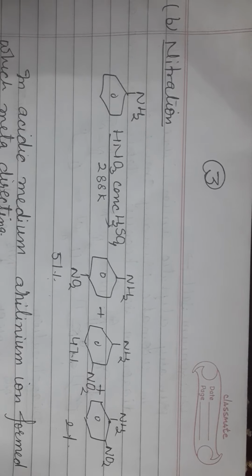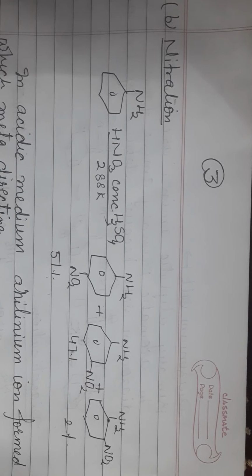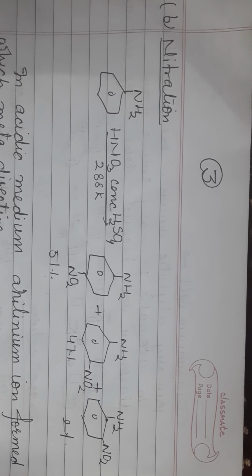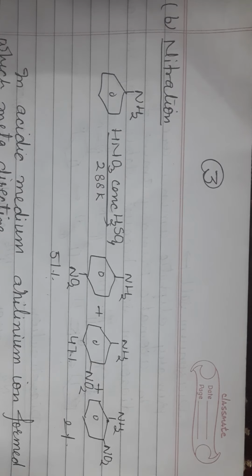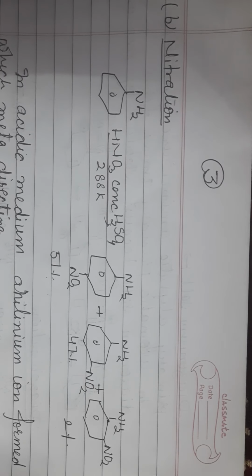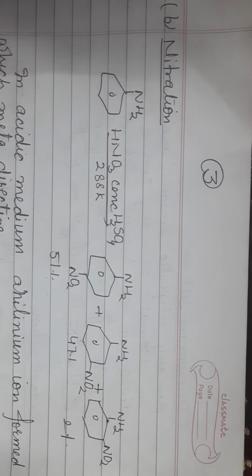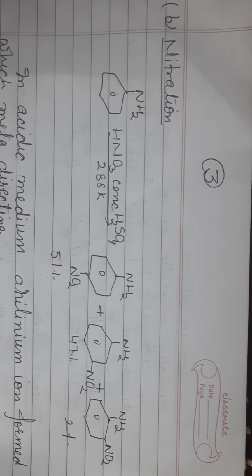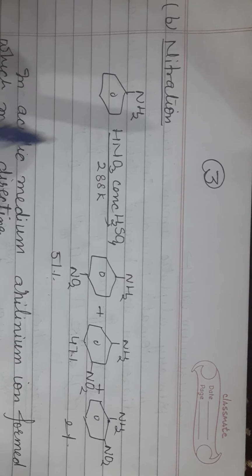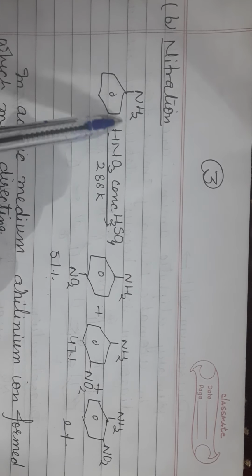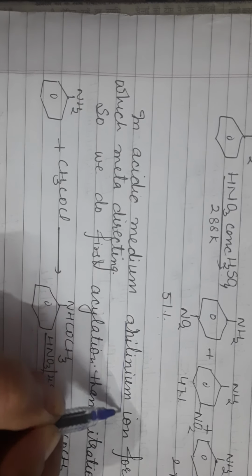Next is nitration. Aniline on reaction with nitric acid in the presence of concentrated sulfuric acid gives 3 products. But in other cases we get 2 products, ortho and para. But here the ortho product is 2%. Here meta is the major product and we obtain it at 47%, and para we obtain 51%. Now the question arises: why do we get meta here as a main product? Because this reaction takes place in the presence of sulfuric acid. This is a base, this is an acid, so it forms the anilinium ion.